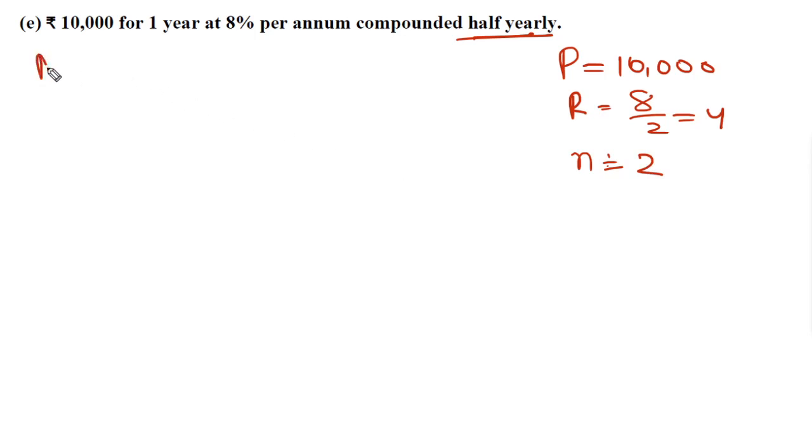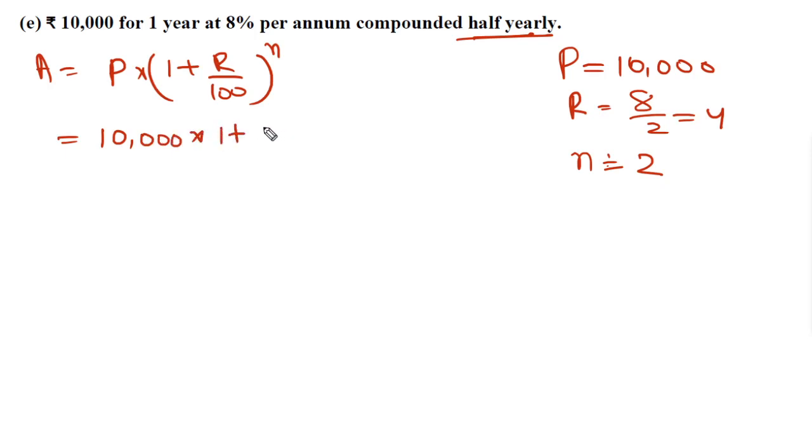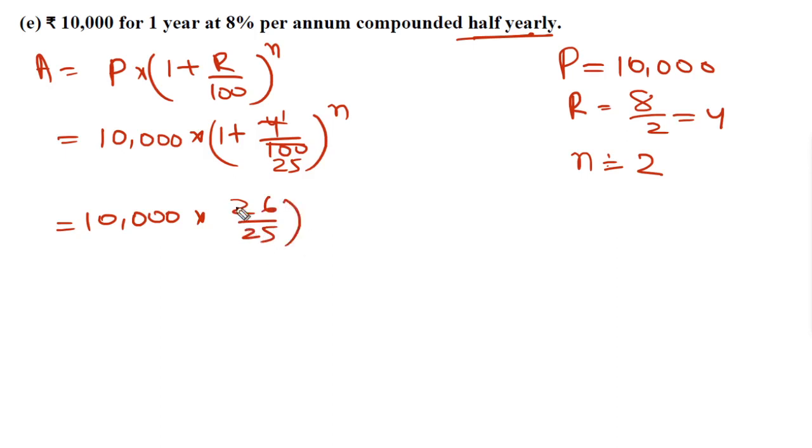Now we have to find amount. So A is equal to, you know the formula, P into 1 plus R by 100 to the power n. So it will be equal to P, which is your 10,000, into 1 plus R, which is your 4 by 100, to the power n. You can cancel this. It will be 25 here. It will be 1. So 1 plus 1 by 25 to the power n. Now it will be equal to 10,000 into 1 plus 1 by 25 will be equal to 26 by 25 to the power n. N is 2 here.